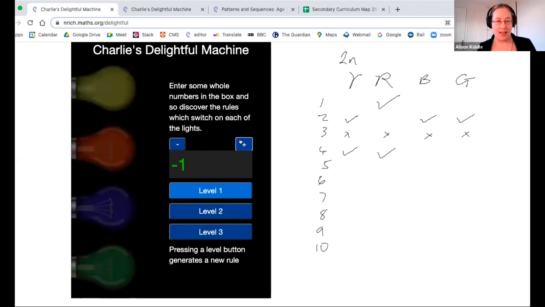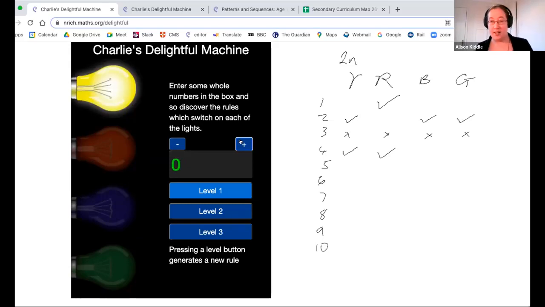Okay, so it looks as though we can try negative numbers as well as positive in there. So that might be a nice extension to offer some students to start working with nth term rules and testing out negative numbers that are in the sequence.